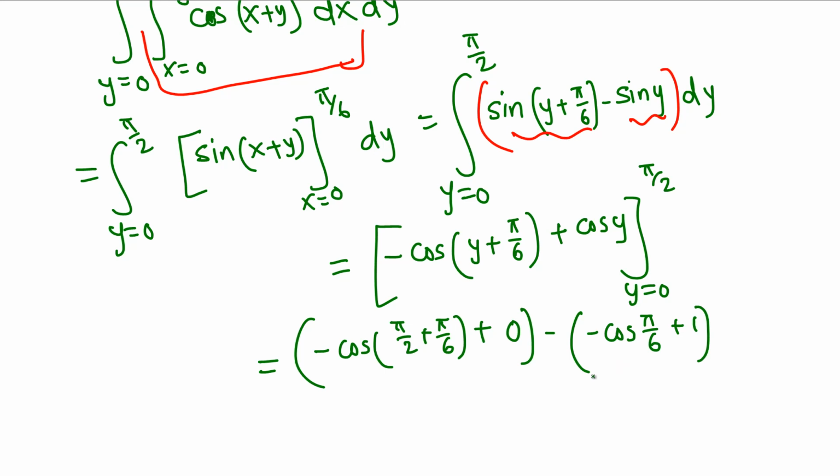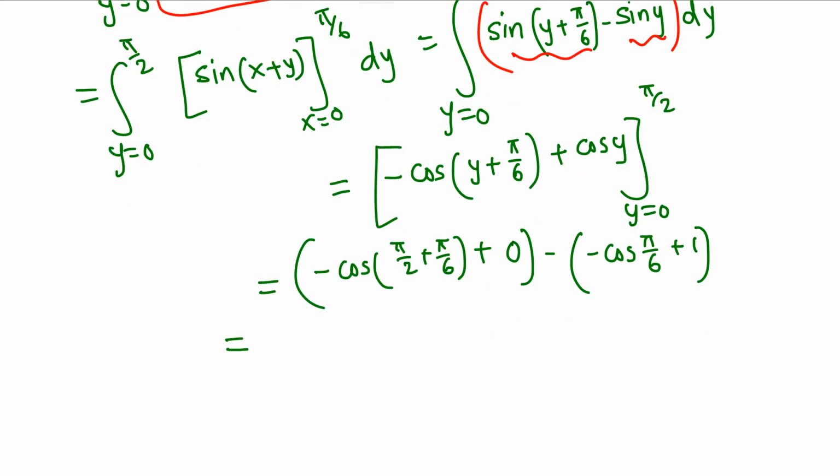Okay, now let's evaluate this. Here is pi over 2 plus pi over 6. If we multiply by 3 over 3, 3 pi over 6 plus pi over 6, that is 4 pi over 6. 4 pi over 6 is just 2 pi over 3. And cosine of 2 pi over 3 is negative 1/2.